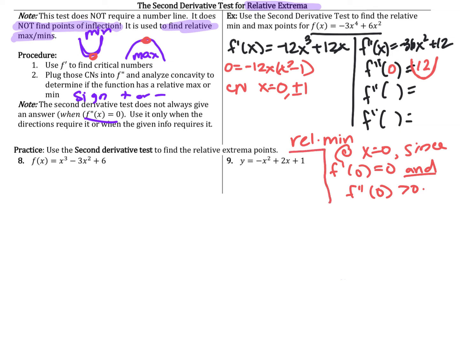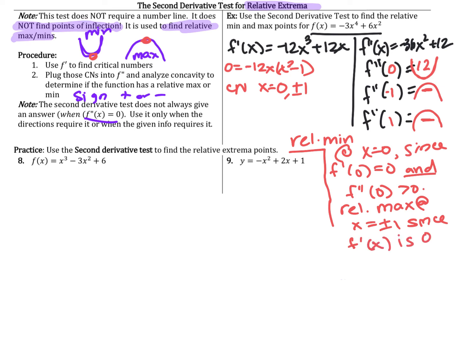Now, if you look at what happens when we plug in both 1 or negative 1, we're going to square that and multiply it by negative 36 and then add 12. So both of those values of the second derivative are going to be negative, which means they're both going to be concave downward. So we can say that we have a relative max when x equals plus or minus 1, since the first derivative is 0 there and the second derivative is negative. So both of those things have to be true. The first derivative has to be 0 and the second derivative has to have a sign that indicates whether the graph is concave up or concave down.